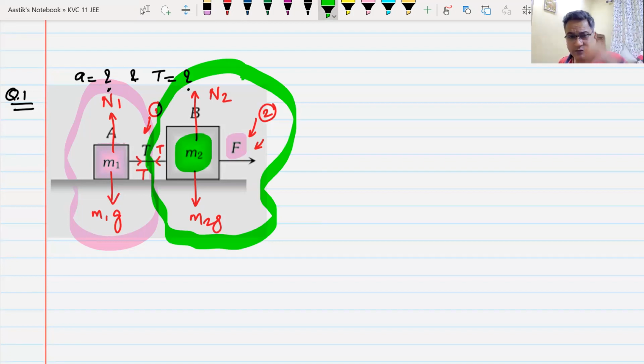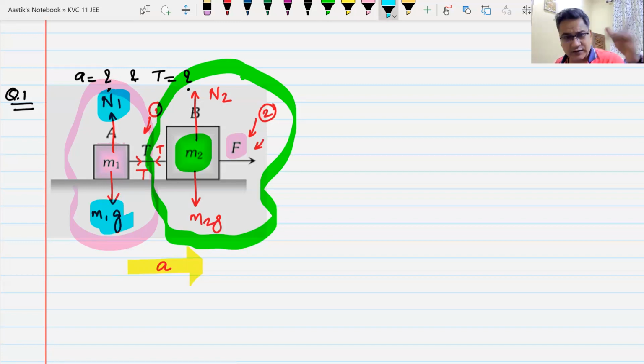Now remember, these blocks are attached to the same string, so they must move together, otherwise the string will become slack. So both of these blocks are moving forward with an acceleration a. Everyone understands this? Now I can write the equations for the two blocks. For the blue block, N1 is equal to m1g. That will not serve any purpose right here, but we know this.